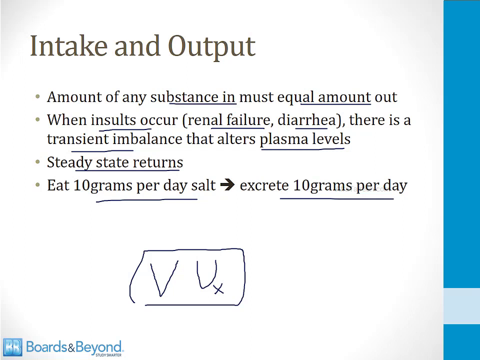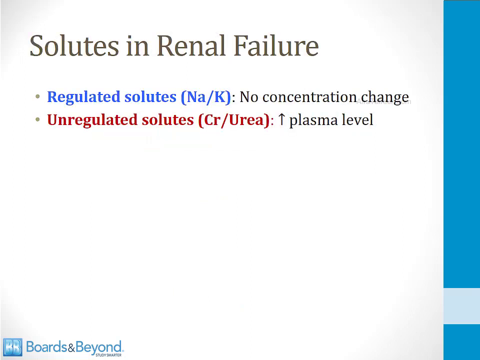So the kidneys modify their excretion rate of solutes so that they continue to excrete what is taken in. This happens in healthy states and in disease states, and this is one of the most confusing topics in renal physiology. To drill down on this further, let's talk about how different solutes are handled by the body in the setting of renal failure. Regulated solutes include solutes like sodium and potassium. The levels of sodium and potassium are tightly controlled by the body. ADH controls sodium levels, aldosterone controls potassium levels.